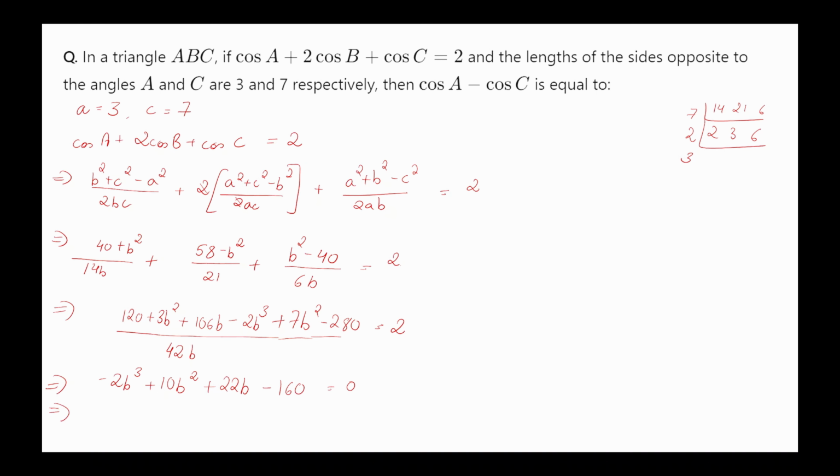So here I can take 2 common. I'll take minus 2 common, so that would be better. So I would have B cube minus 5B square minus 11B plus 80 is equals to 0. So this is the equation that I'm getting. Let me take this to the next page. So I have B cube minus 5B square minus 11B plus 80 is equals to 0.